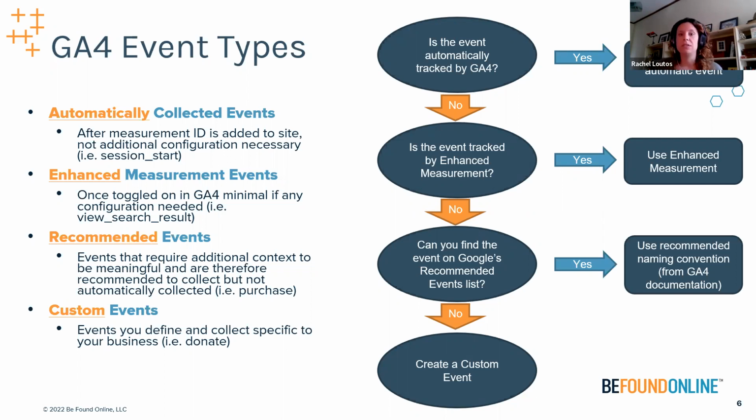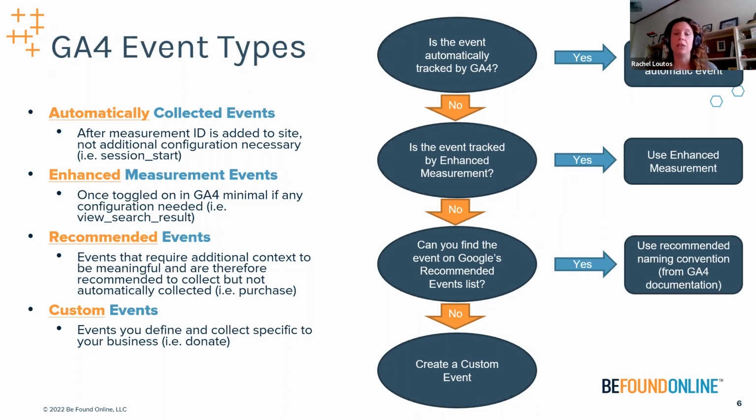Enhanced, this is also fairly easy, only because you can toggle these on and off in the GA4 platform itself with just one click. So there might be some additional small configurations that you need to do depending on how your website is set up, but in general, they're going to be really minimal. The main one is just internal search. So if you have a search function on your website, you're going to want to double check to make sure that you don't need any additional configurations there.